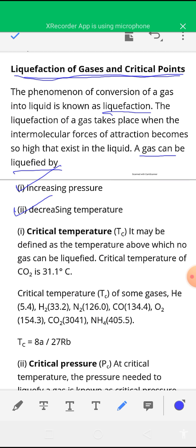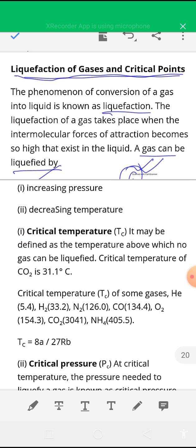And I have told that for those real gases where the value of a is high, the intermolecular force of attraction is also high, and these gases can be easily liquefied. And for those gases whose value of van der Waals constant a is less, they cannot be easily liquefied.